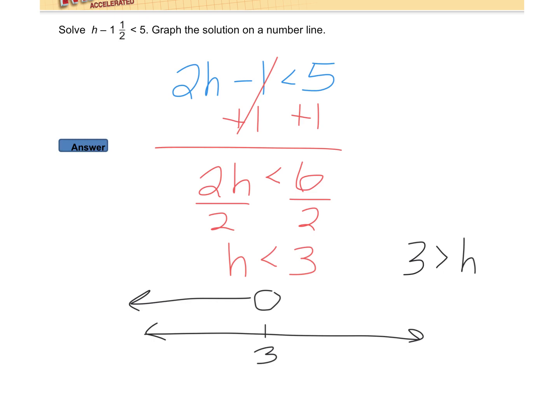I'm confused. Why, if you divide, you don't flip the sign? Okay, when's the only time you flip the sign? If it's negative. So if you divided by a -2, then I would have to flip.